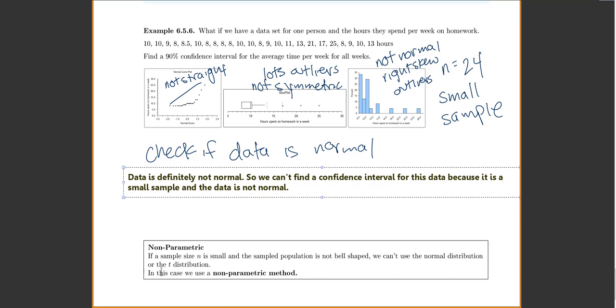So if our sample size is small and our sample population is not fairly bell-shaped or normal, we can't use our normal distribution or the t-distribution. In this case, we'd use what's called a non-parametric method. We won't talk about it in this class, but they are out there.